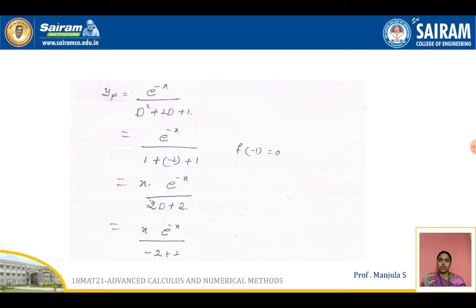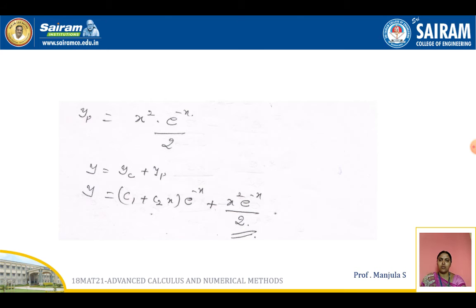Now you just replace D by minus 1. After replacing that, once again we are getting the denominator as 0, because minus 2 plus 2 will get cancelled. Once again we'll apply the ordinary rule, that is x square e power minus x divided by 2. So here, after getting a finite term in the denominator, this is our required particular integral.